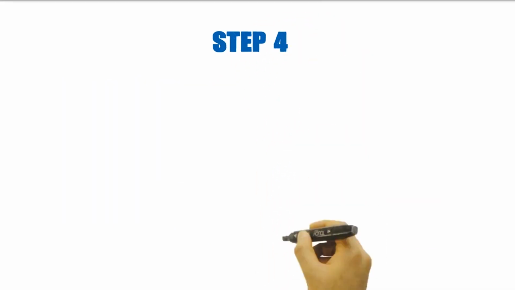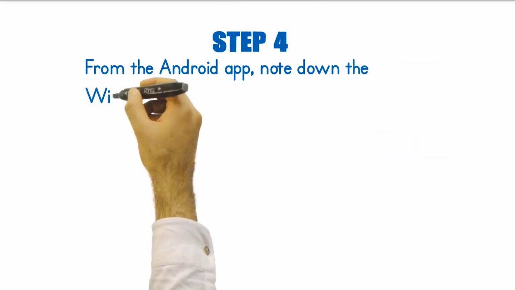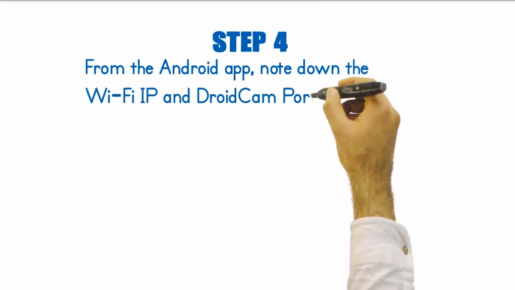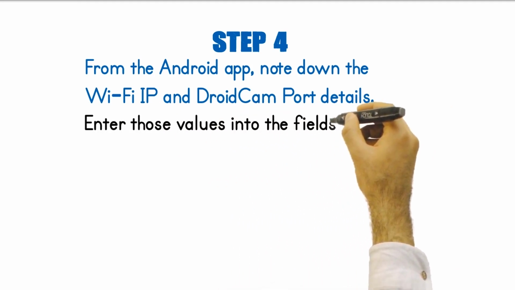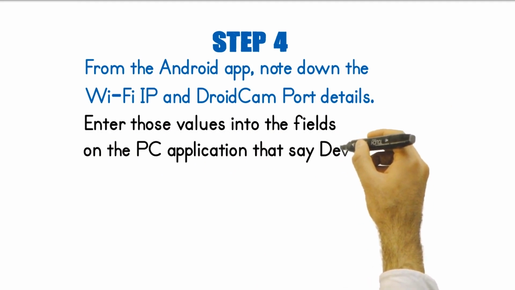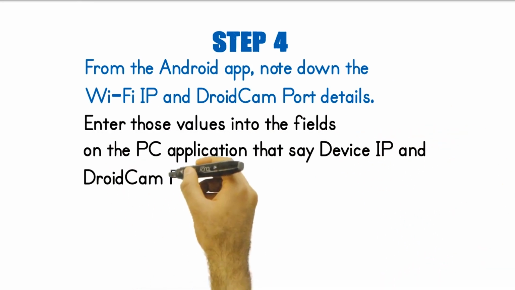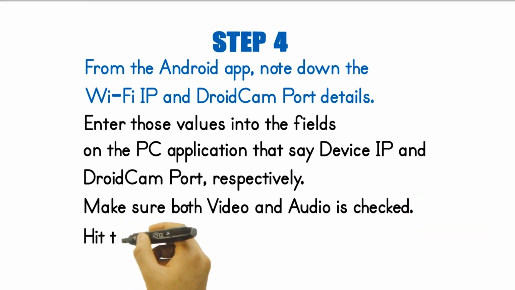Step 4. On the Android app, you will see some numbers after Wi-Fi IP and DroidCam port. Enter those values into the fields on the PC client that say device IP and DroidCam port, respectively. Make sure both video and audio are checked off. Hit Start.